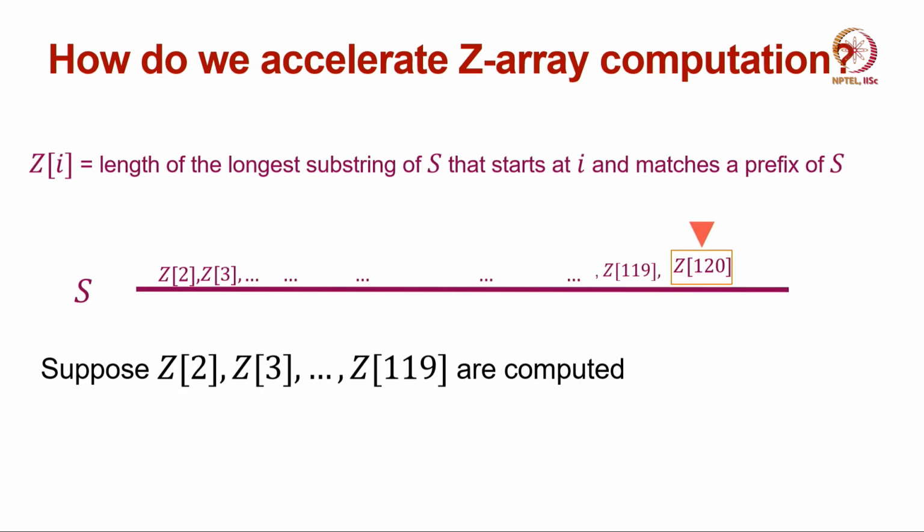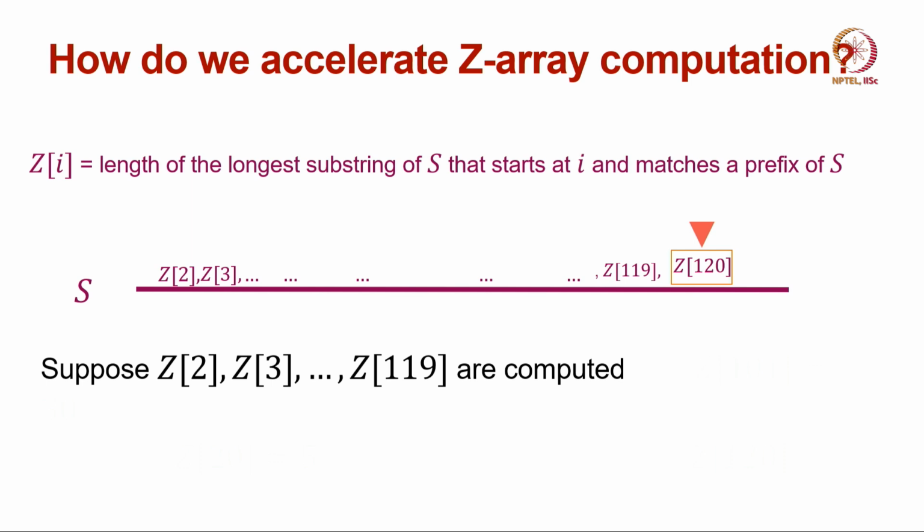So here is the following intuition. Let us see what ideas we can use to accelerate the Z array computation. Suppose for a second that we are computing these Z values one at a time. Suppose we started computing Z2, Z3, Z4, and we have all the values computed until Z119. Our current objective is to compute the value of Z120. Can we use the previous Z values to compute the value of Z120?